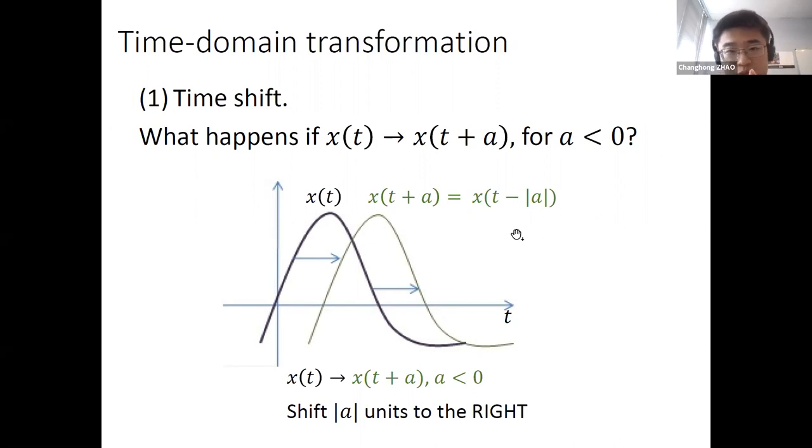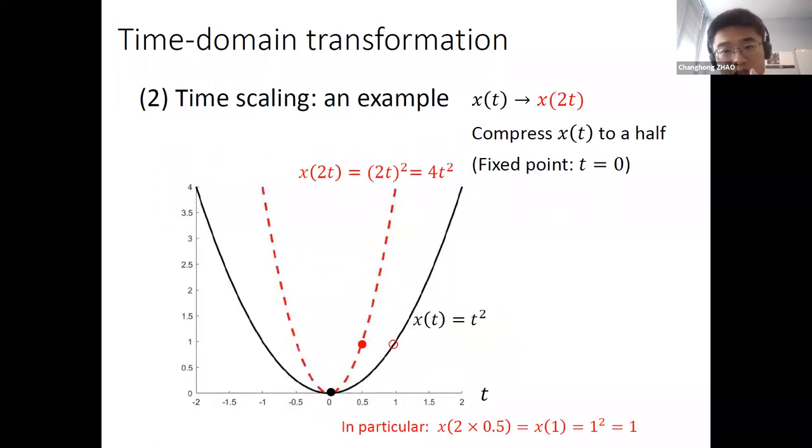Because what we can understand in this way, we are changing from x of t to x of t plus a, but a is a negative number, so we can write plus a as minus the absolute value of a. And then this corresponds to the standard definition of a time shifted signal. So by changing from x of t to x of t minus absolute value of a, we are shifting this signal to the right by absolute value of a units. So the answer is that we are shifting it to the right if a is less than 0. Similarly, if we are shifting a signal x of t to x of t minus a for a less than 0, then we are actually shifting it to the left. This is about time shift.